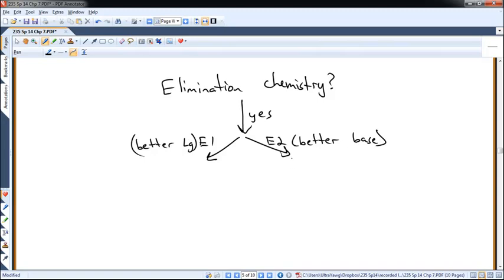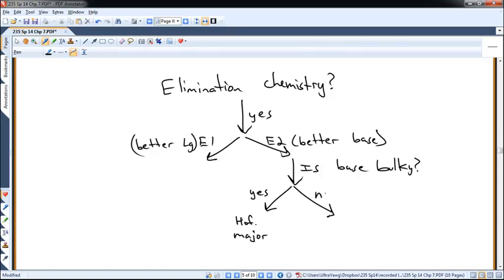If the base is better, right, so suppose we say, oh, we have a strong base, it's got a negative charge. Then we have to do one more consideration, and we have to say, is the base bulky? Is it a fat guy? Right, if the answer is yes, then Hofmann is major. And if the answer is no, meaning the base is small, then Zaitsev is major.